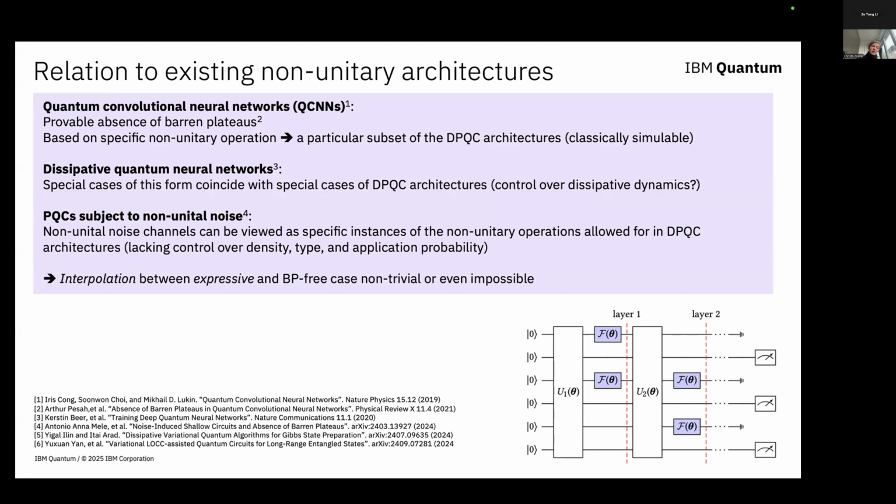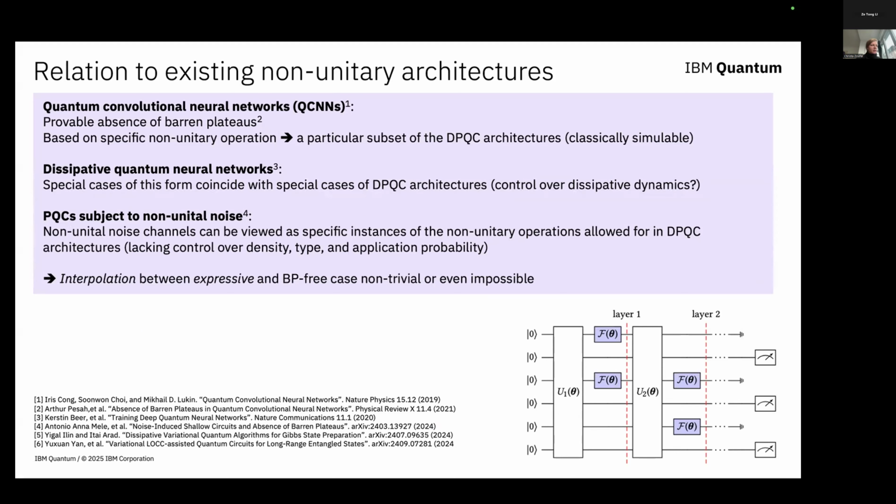One example is quantum convolutional neural networks, which have a provable absence of barren plateaus. Unfortunately, for those cases where we do know that barren plateaus don't occur, we also know that we can simulate them relatively easily classically. Then there's quite a bit of interesting work around making use of dissipative dynamics as a resource in a quantum neural network setting. Now, this is, I would say, relatively close to what we have been studying.